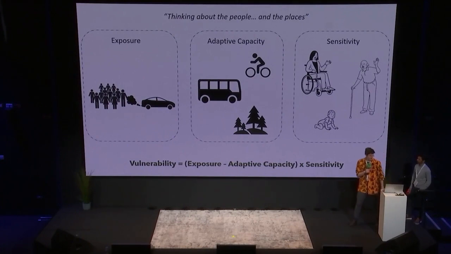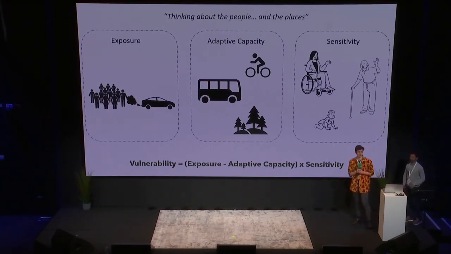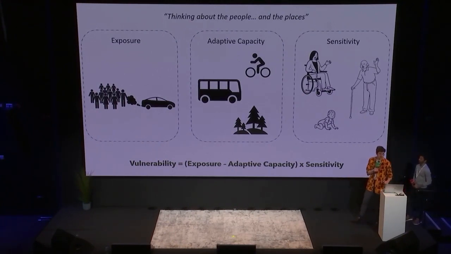The Intergovernmental Panel on Climate Change defines vulnerability as a function of exposure, adaptive capacity, and sensitivity. In the context of air pollution, exposure looks at pollution levels and population density. Adaptive capacity looks at green spaces, vicinity to public transport, and active travel routes. And sensitivity is a means to understand that different demographics will react differently to air pollution.